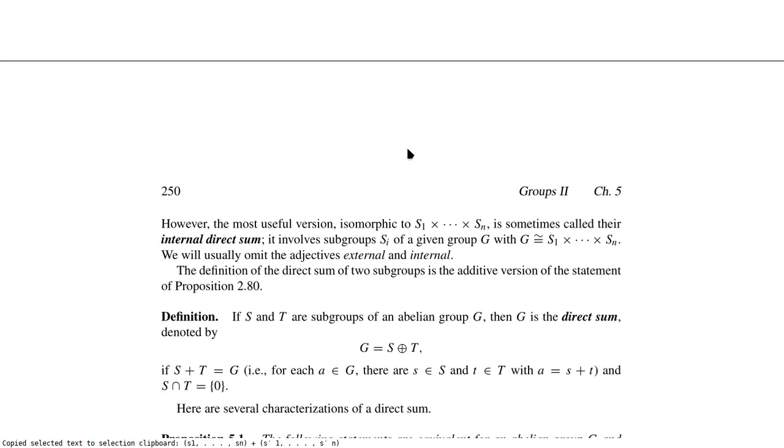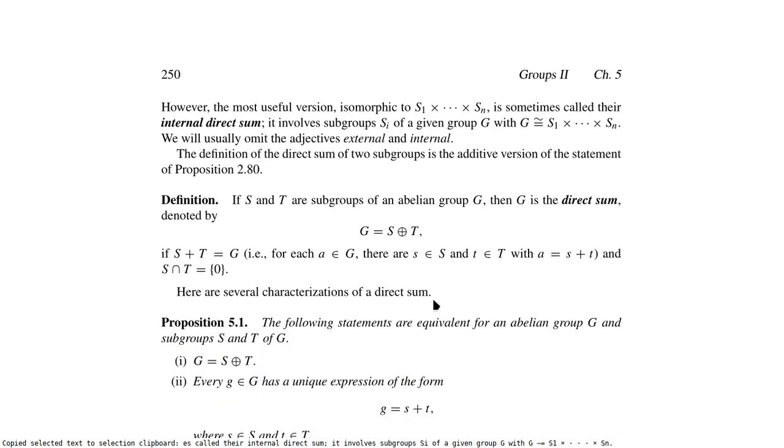So that's the external. The internal is like the same thing, just using different language. You're using subgroups of a given group G, and this group G is actually isomorphic to the external direct sum. But as we'll see very soon, they coincide and amount to the same thing.